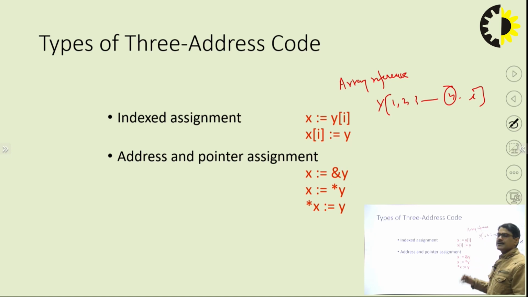Then address and pointer assignment statements. A pointer definitely defines the location of a particular variable. So these are pointer statements, we are using a star for that. These pointer statements are also a kind of statement which needs to be converted into 3 address code. So you are seeing these 6 types of statements which we are going to convert into 3 address code. Later we will see how we can convert these statements into 3 address code. That's why we call them types of 3 address code.